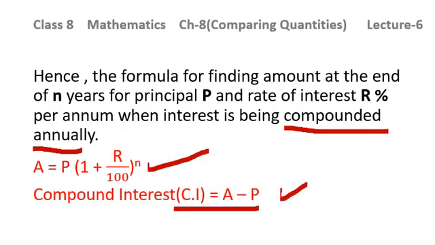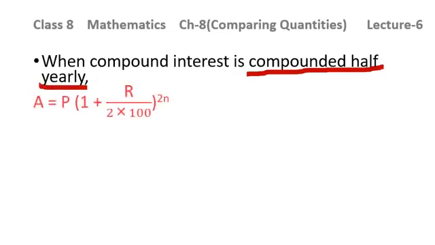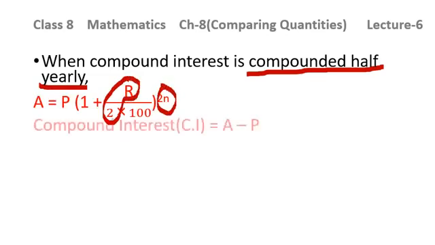amount minus principal. And when the interest is compounded half yearly, then in that case the formula will be R over 2, rate will be divided by 2, R over 2 and time will be multiplied by 2. Here you can write 2t also or 2n also. CI will be given by amount minus principal.